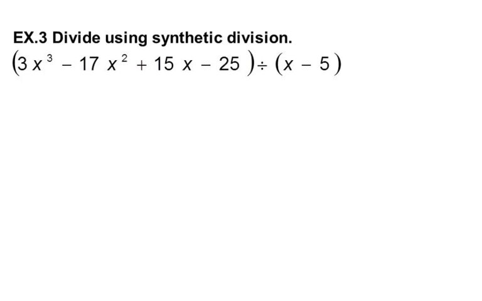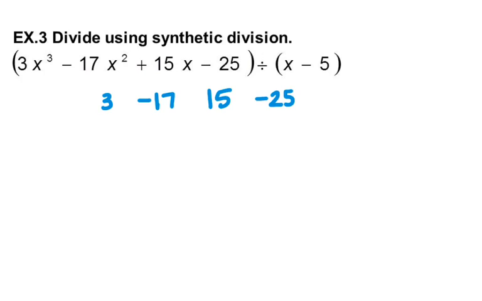We're just going to look at the coefficients. So we're going to take the coefficients of the first polynomial that we're dividing into. We're going to write those down. So 3, negative 17, 15, negative 25.